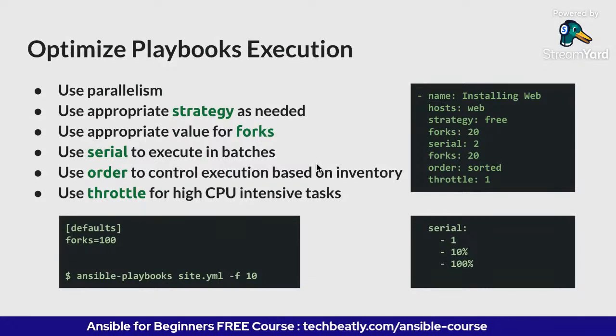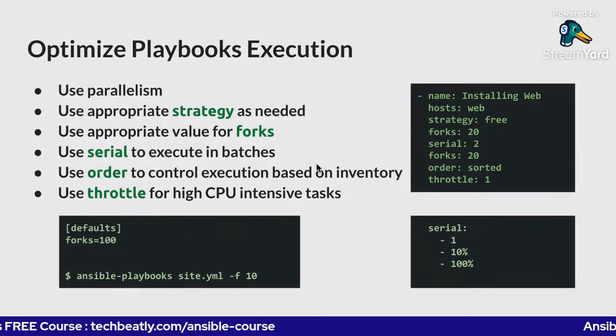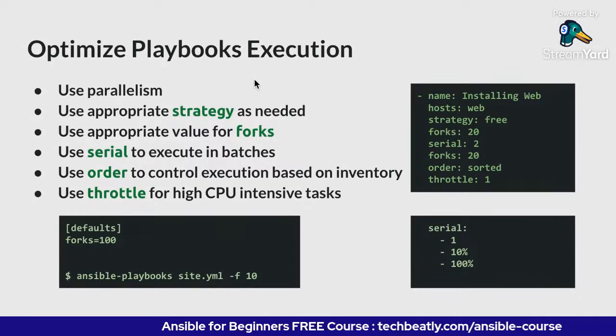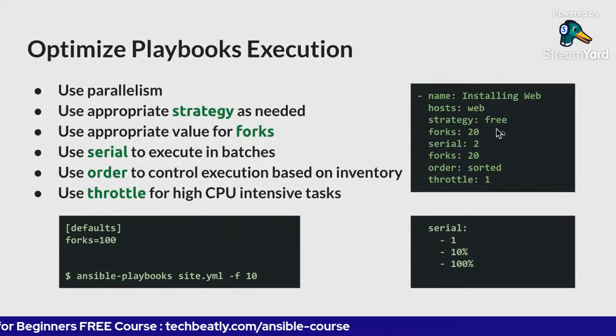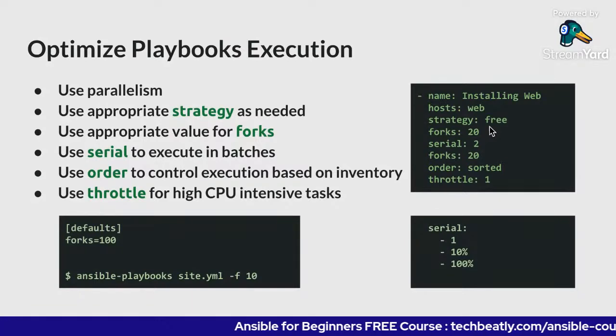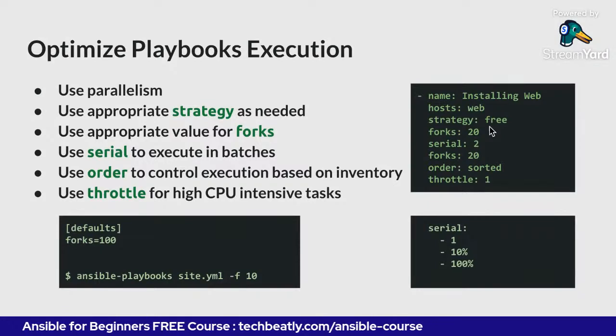Yes, we have a few options in Ansible for optimizing the playbook execution. So you can use parallelism. Then you have a few options like strategy, forks, serial, order. What is strategy? You can see the default is free. You have a few other options as well. I will give the links for all these items, or you can just Google and find them, but I will give them in the video description later.